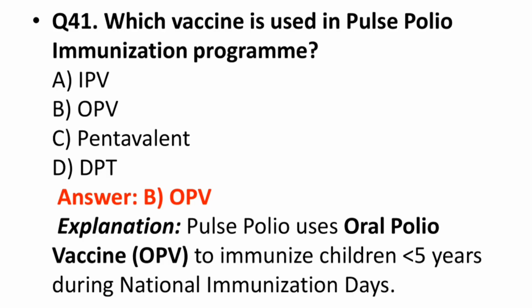Which vaccine is used in the pulse polio immunization program? Option A, inactivated polio vaccine. Option B, OPV. Option C, pentavalent. Option D, DPT. The correct answer is option B, OPV. Pulse polio uses oral polio vaccine to immunize children below 5 years during national immunization days.